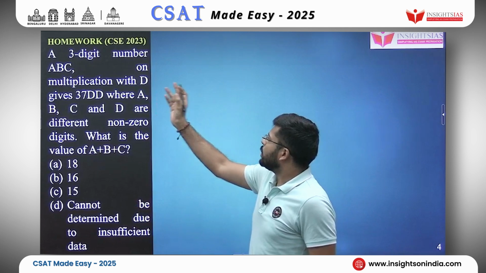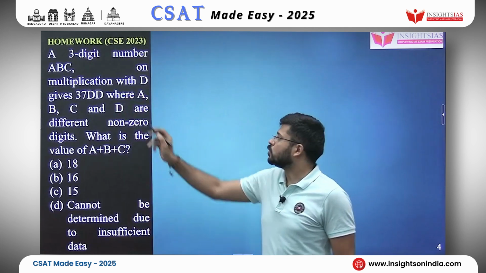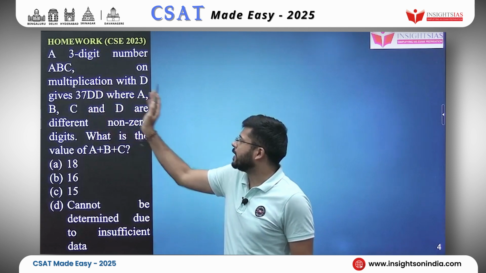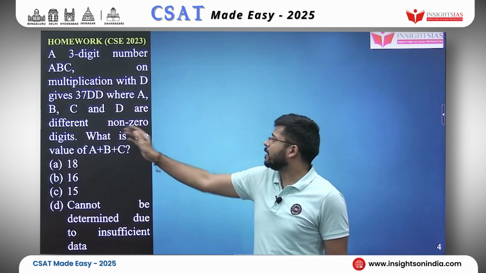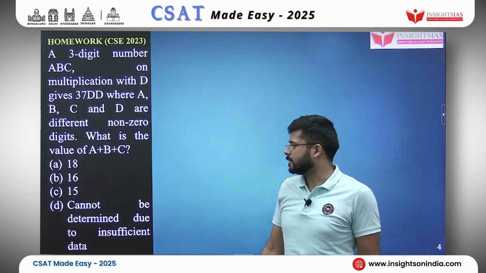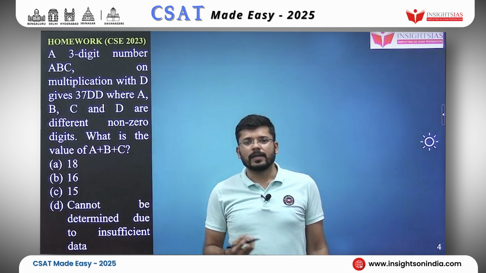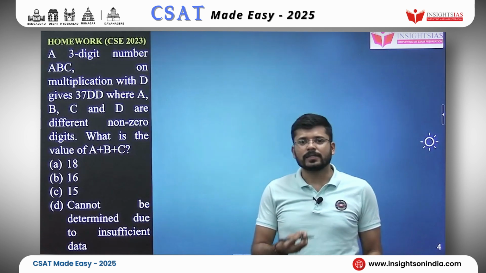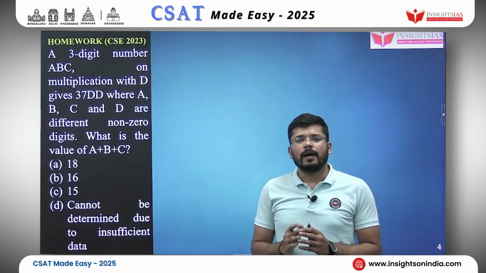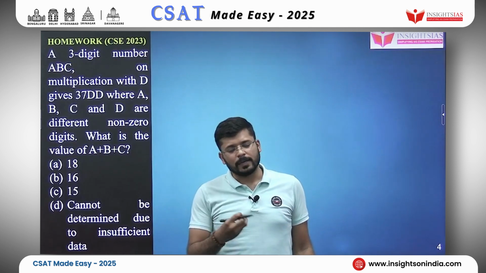A 3-digit number ABC on multiplication with D gives 37DD. So it is a 4-digit number, 37DD, where A, B, C and D are different non-zero digits. What is the value of A plus B plus C? Okay. Do solve this question using the method that you learnt in the previous 2 problems, and leave your answers in the comment section. And we will discuss the solution to this question in the next class.